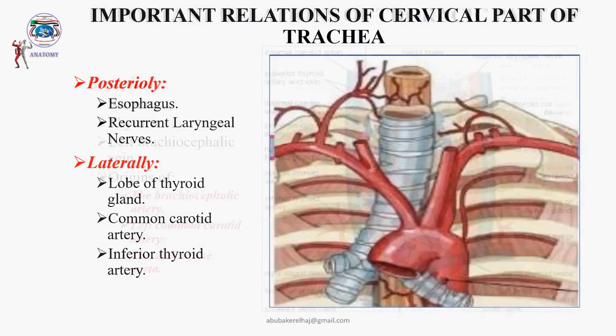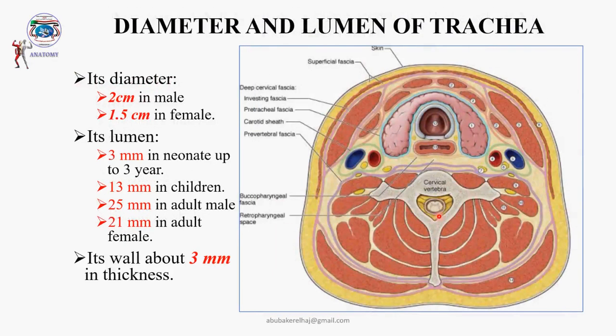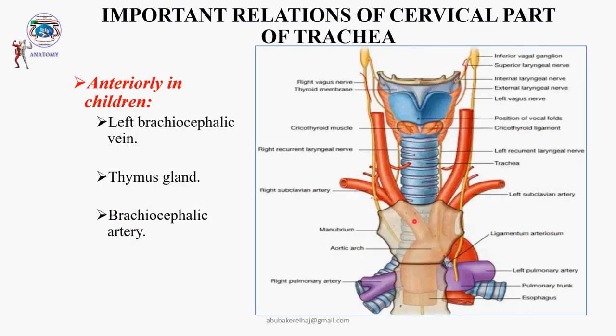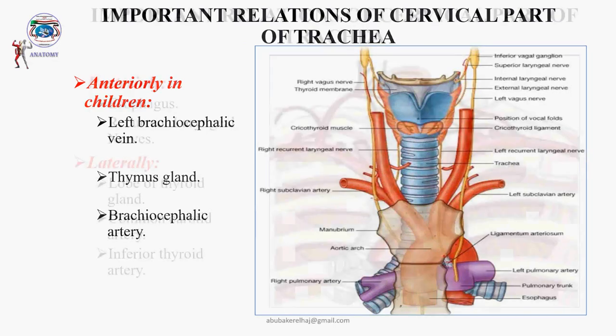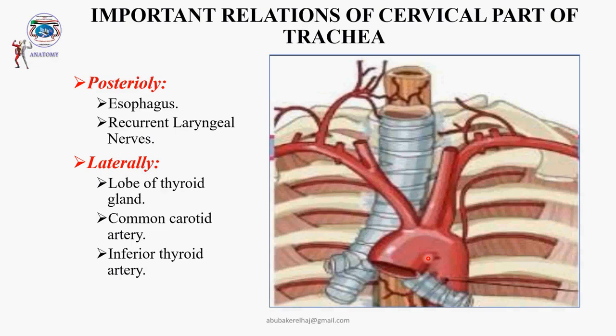So also the thymus gland. The thymus gland is most clearly developed in the children, and you can see the lobular part of the thymus gland along the anterior aspect of the trachea, and we have the brachiocephalic artery on the right side. You can see it also most clearly, and it becomes a little bit more dominant among the anterior structures related to the trachea in the kids.